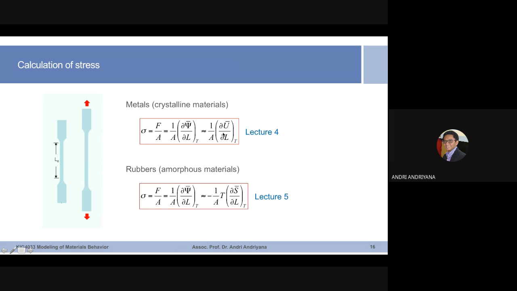So here, when you stretch the metal, the internal energy increases. When you stretch the rubber, the entropy decreases, passing from high entropy to low entropy. So the final entropy is lower than the initial entropy. So the change between the two becomes negative. Negative times negative becomes positive. That is the reason why there is a negative sign here, because dS over dL is negative. Okay, so you have a decrease in the entropy when you deform rubber materials.